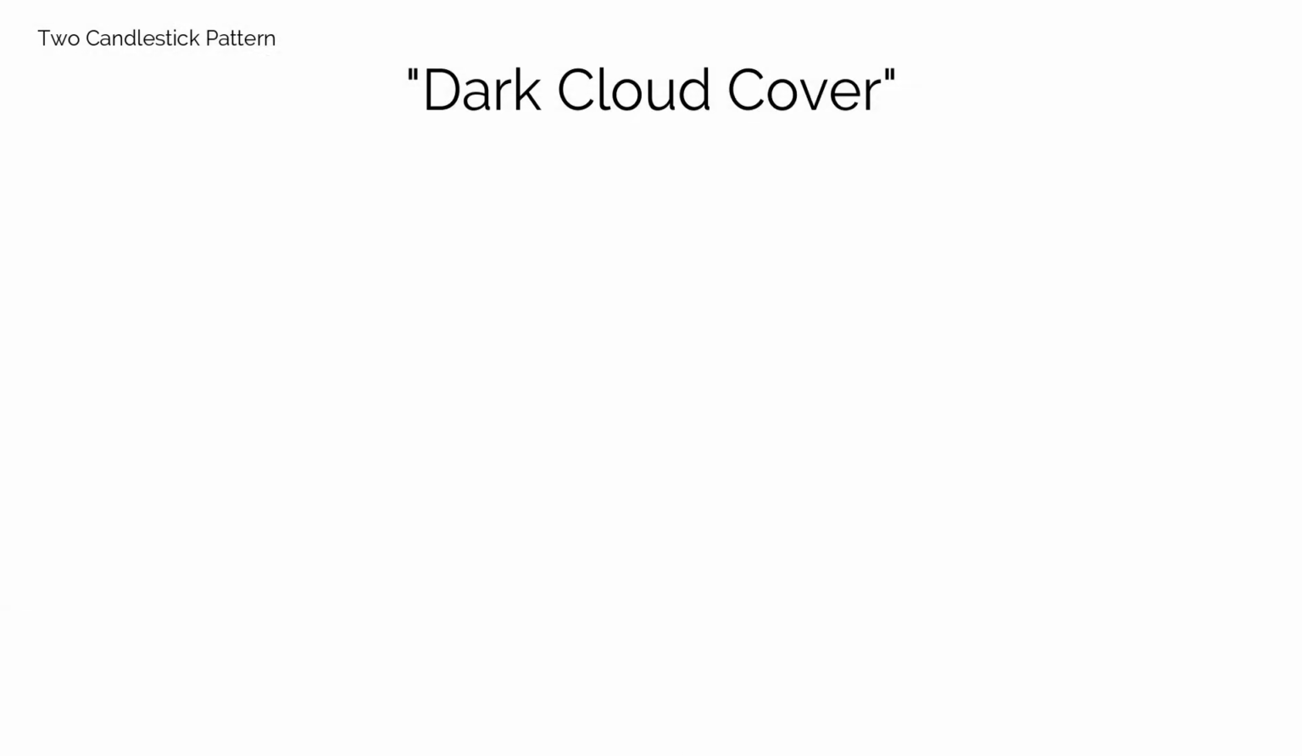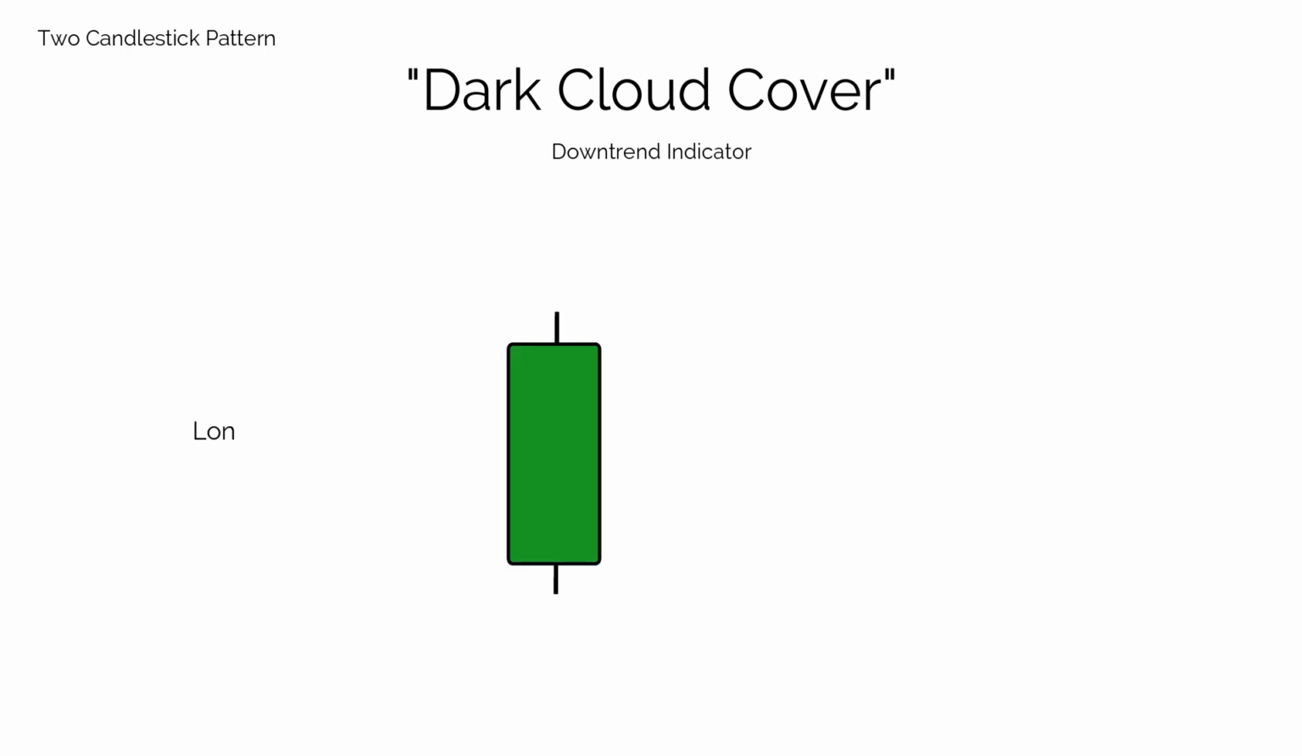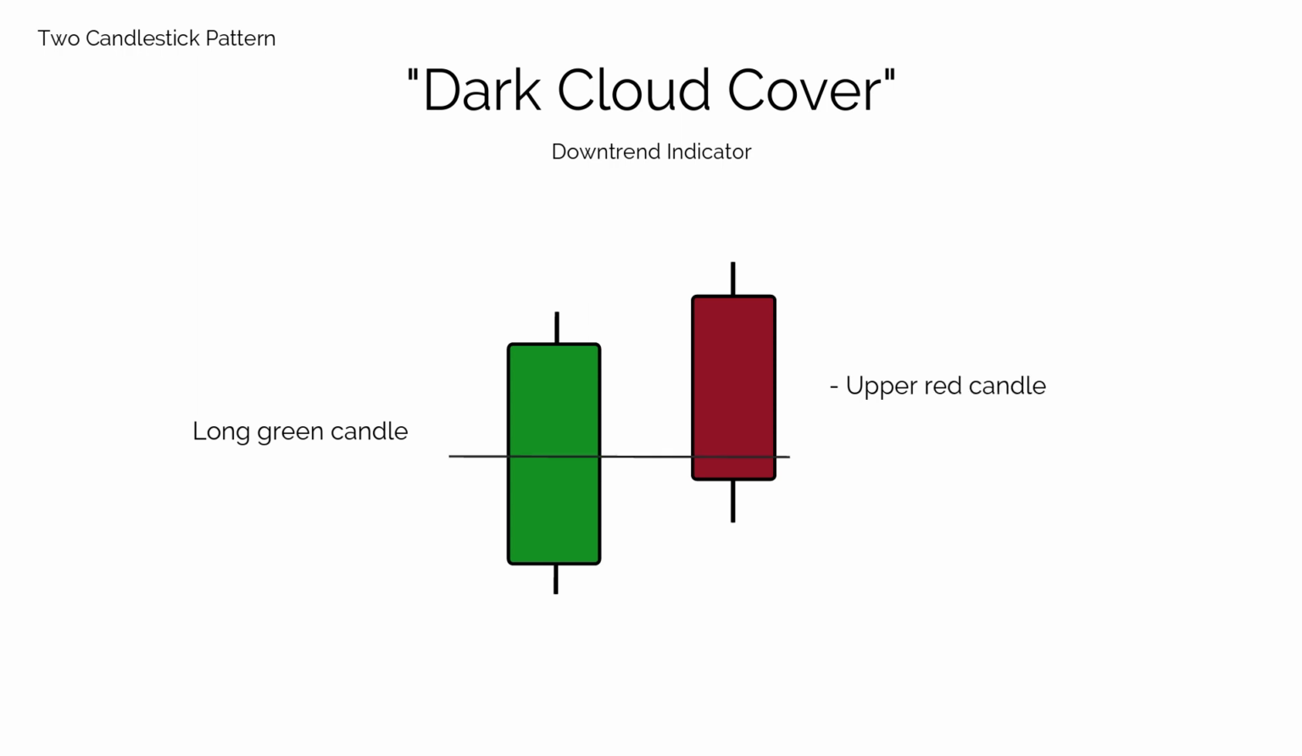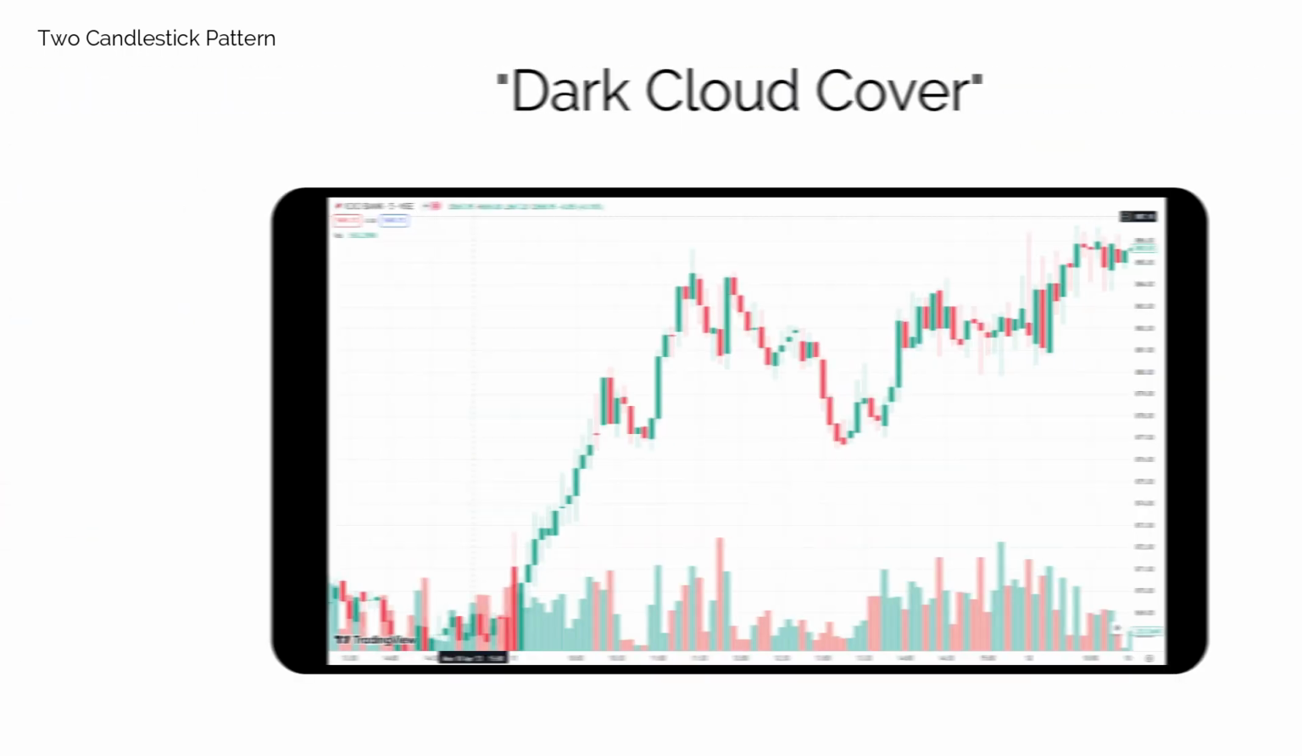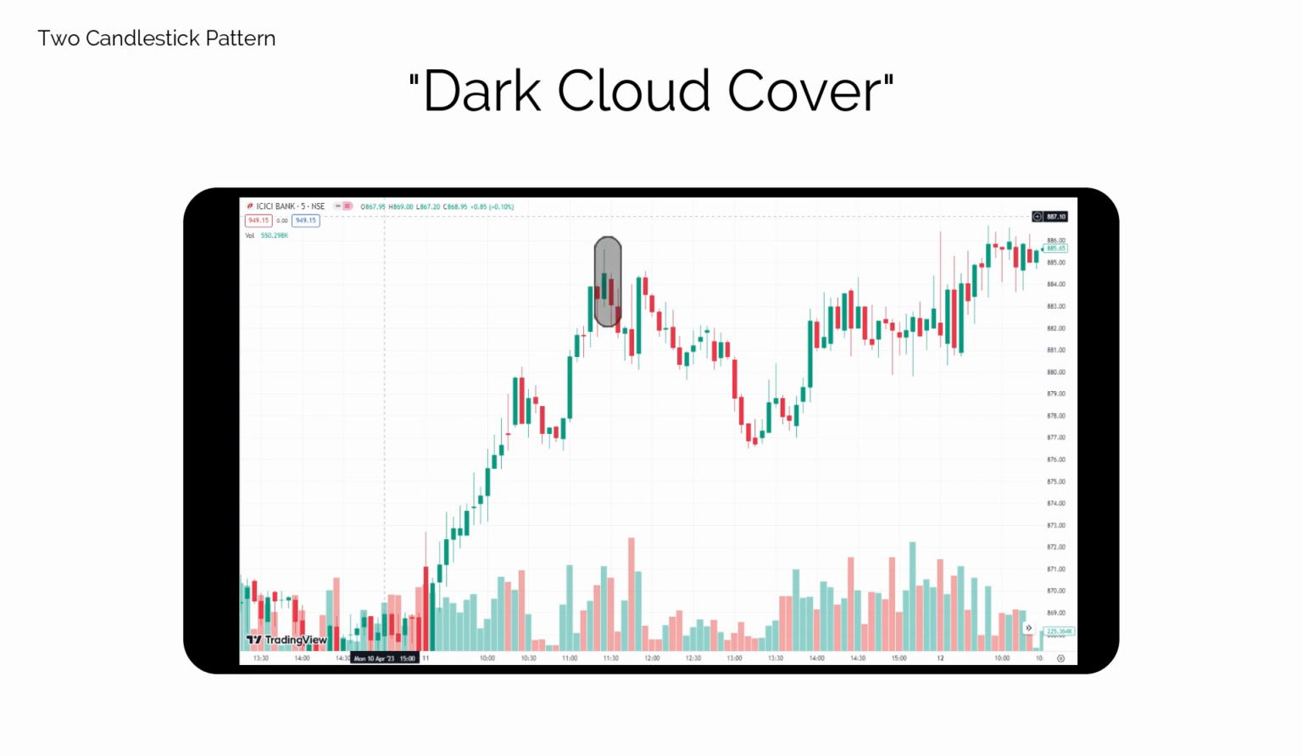The dark cloud cover pattern is a downtrend indicator. The dark cloud cover pattern is a long bullish candle followed by an upper bearish candle which is just above the mid-range of the previous bullish candle. The dark cloud cover pattern forms at the top of the uptrend and leads to a trend reversal.